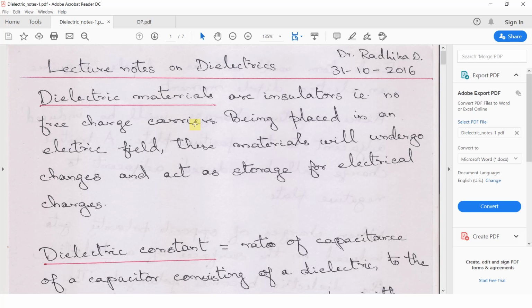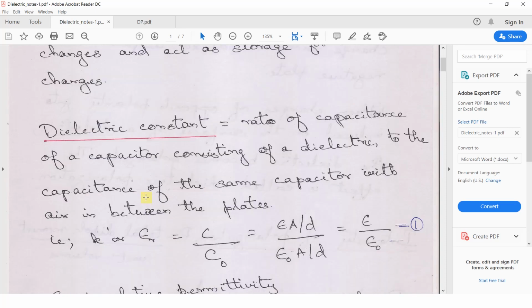Now here is the thing. Being placed in an electric field, these materials are going to undergo some changes and act as storage for electrical charges. In short, having a dielectric material within a capacitor is going to increase the total capacitance. How to understand this? Let's go down a bit.